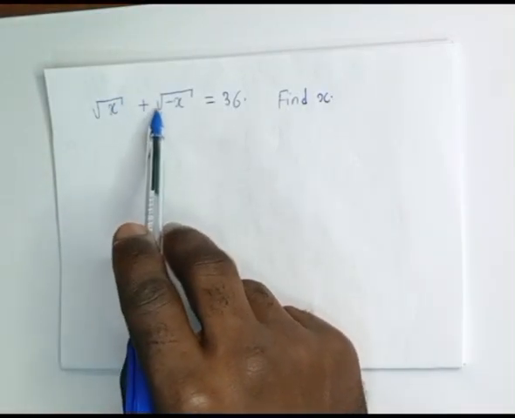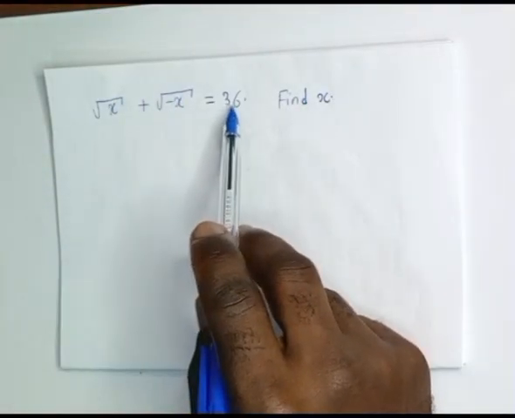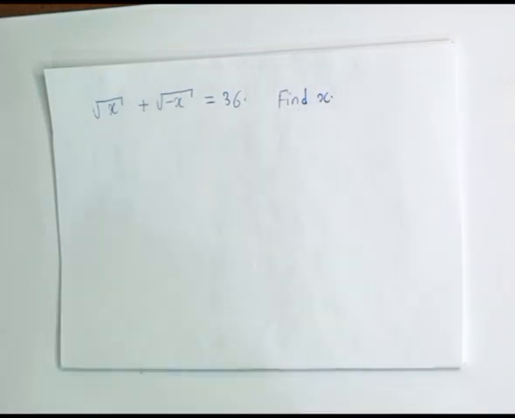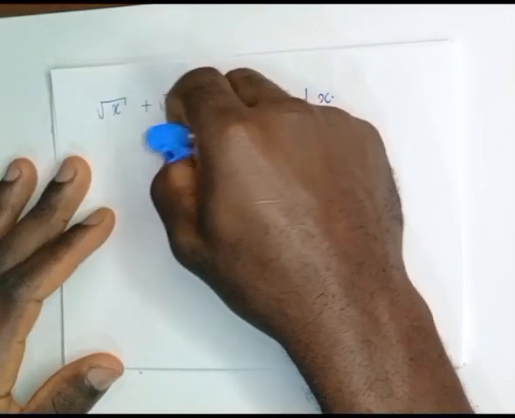Root x plus root negative x is equal to 36. Find x. Take solution.